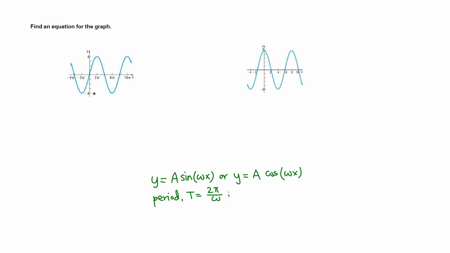Find an equation for the graph. So in the first graph, the graph passes through the origin. That means this is a sine graph. Look at the second graph.